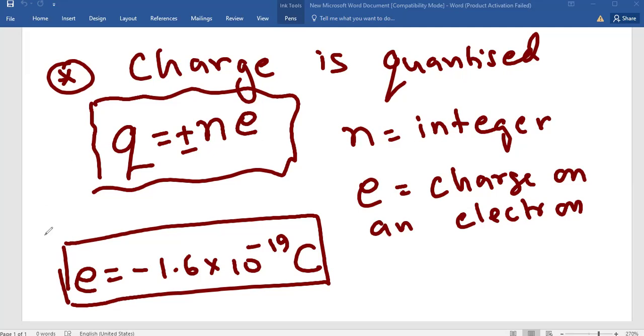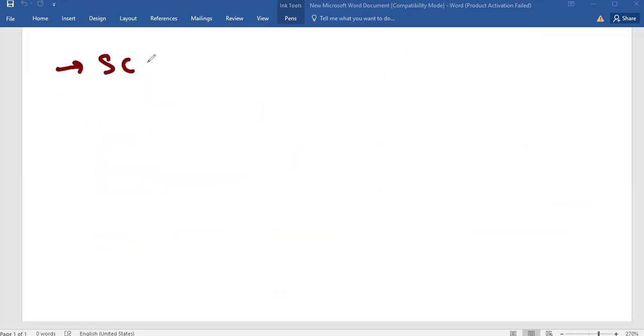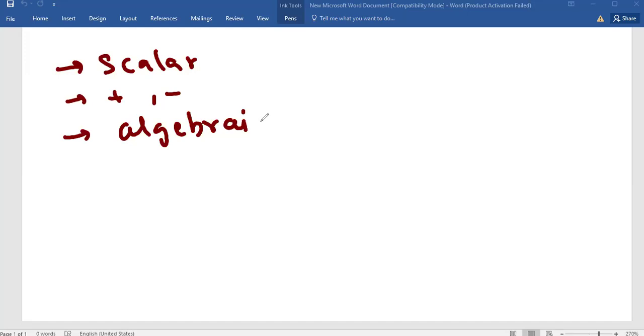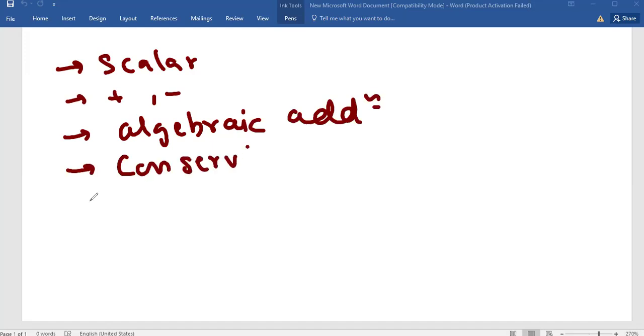Some properties of charge is that it's scalar. When it's positive, there's a lack of electrons. When it's negative, there's an excess amount of electrons. And you always do algebraic addition to find the charge. And charge is conserved, meaning that the net charge in an isolated system is always the same. And then charge is always associated with mass because of the protons. And then charge is invariant, meaning it's not dependent on the motion of the object.